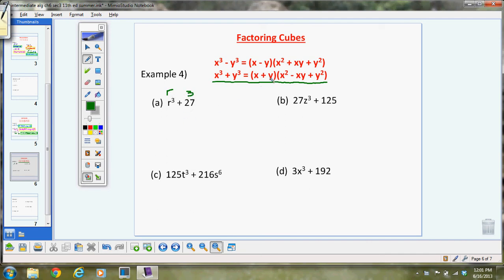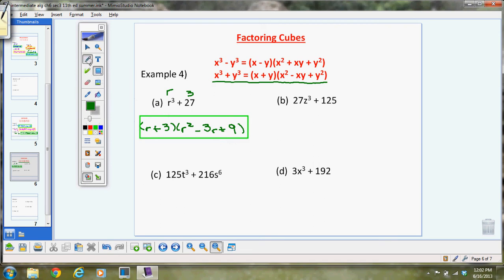So follow the formula. First one plus the second one. So I'm going to have R plus 3. Square the first one. R times R is R squared. Put a minus sign. Multiply them together. R times 3 is 3R. Put a plus sign and square the last one. 3 times 3 is a positive 9. And this is what we get.